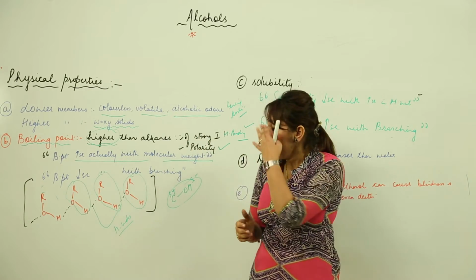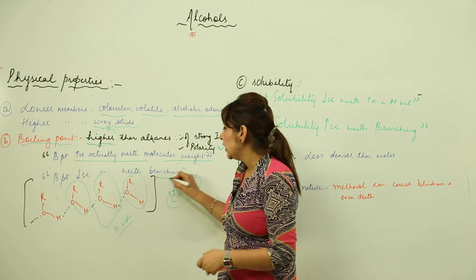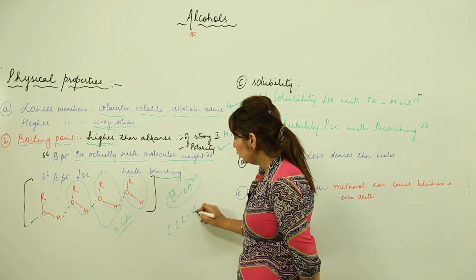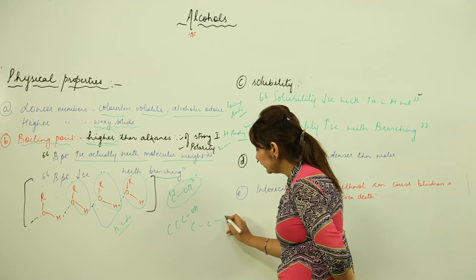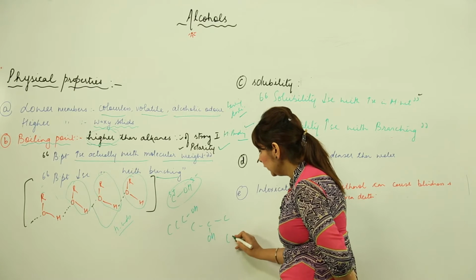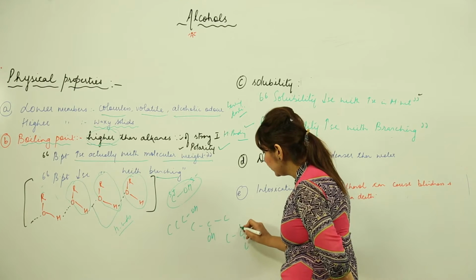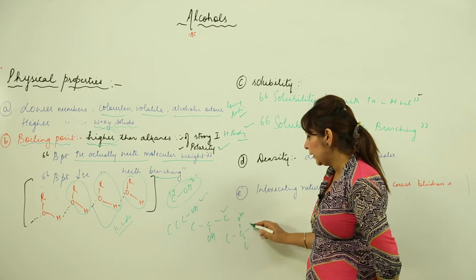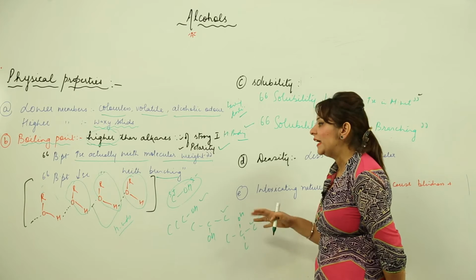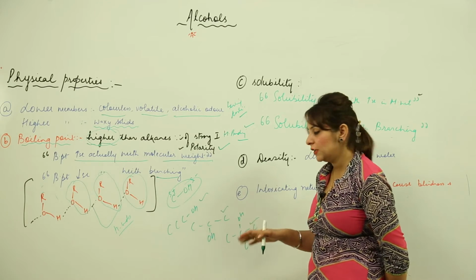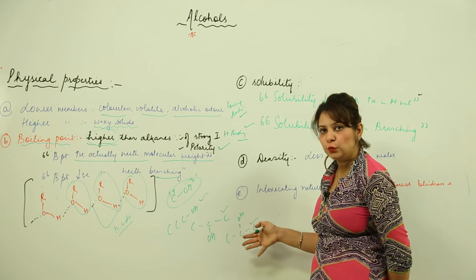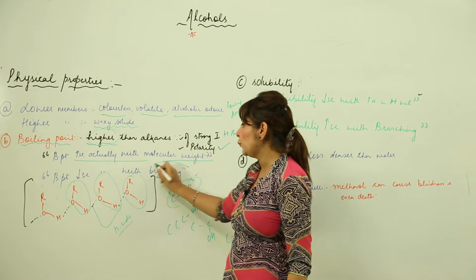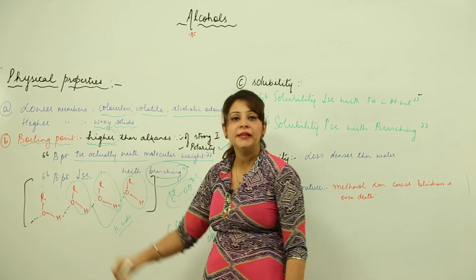But if we talk about branching, suppose I have this kind of alcohol, and this kind of alcohol, and this kind of alcohol. This is my primary, this is my secondary, and this is my tertiary alcohol. So the difference is 1 degree, 2 degree and 3 degree, and likewise you have more branches. With branching, what do we observe? We observe that the boiling point decreases.